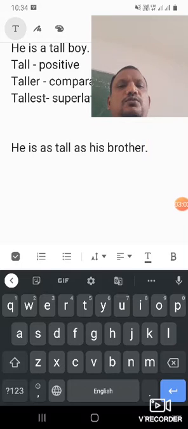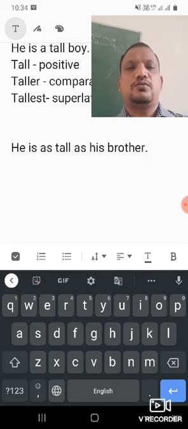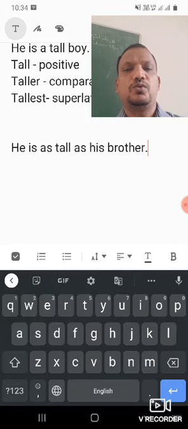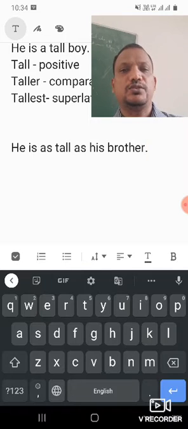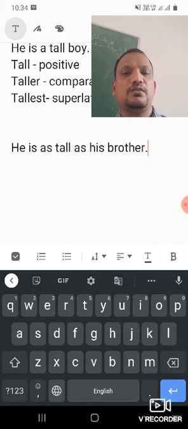See, here I have given one sentence for you: he is as tall as his brother. In this sentence the positive degree is used. We have to convert this into the comparative degree. Here the comparison is between two persons, he and his brother, so we cannot write the superlative degree for this. We can write only positive and comparative. The given question is in the positive degree, so we have to find out the comparative degree.